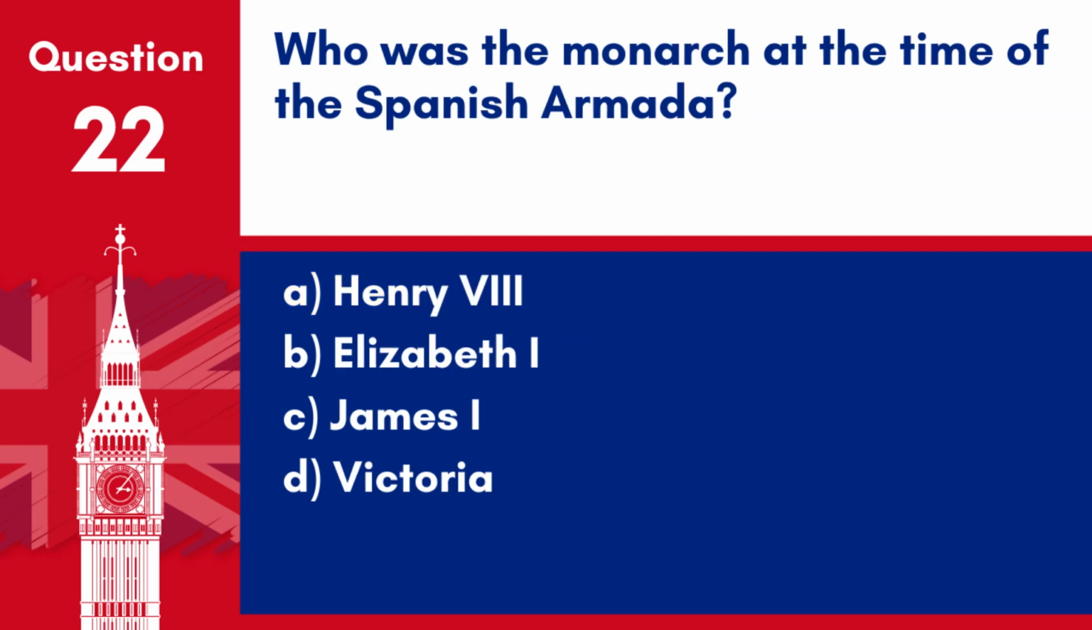Question 22. Who was the monarch at the time of the Spanish Armada? A. Henry VIII. B. Elizabeth I. C. James I. D. Victoria. Answer: B. Elizabeth I. Queen Elizabeth I was the monarch during the time of the Spanish Armada in 1588.